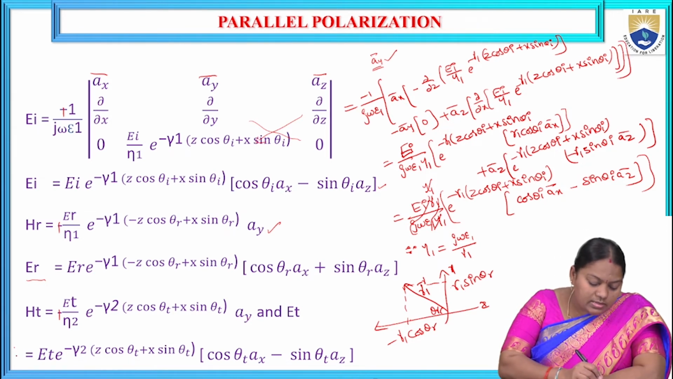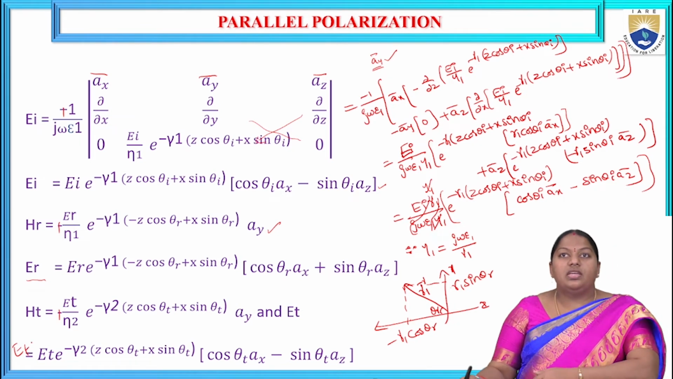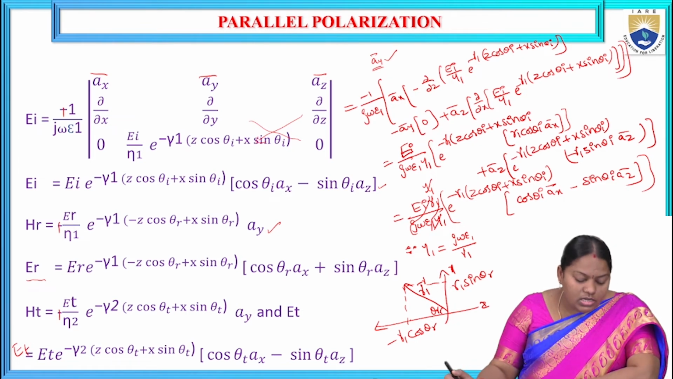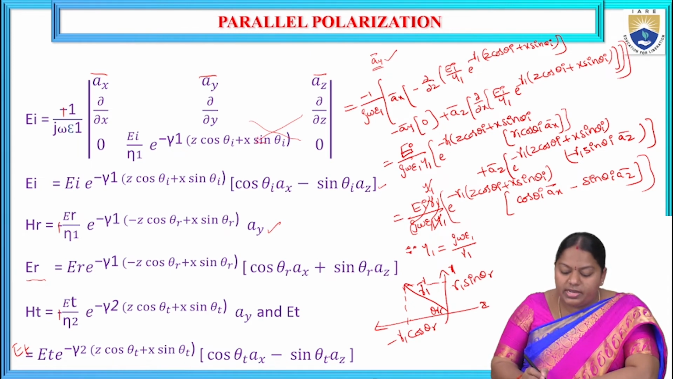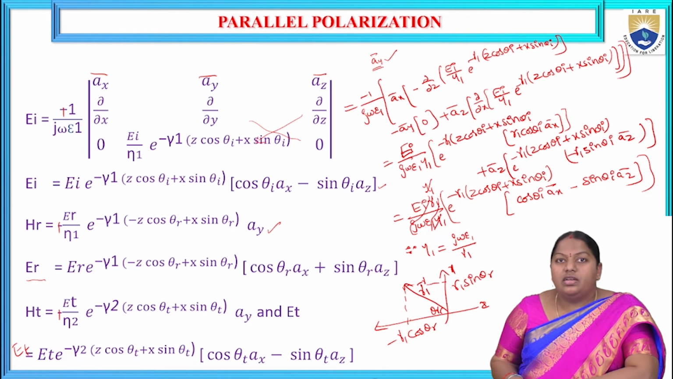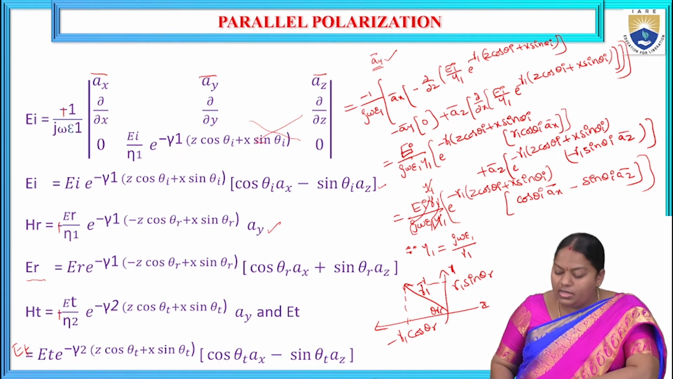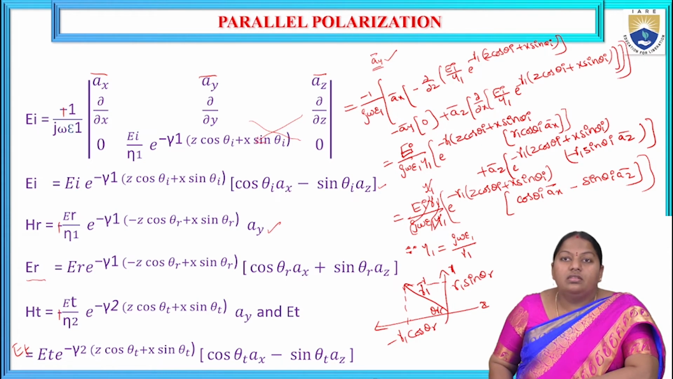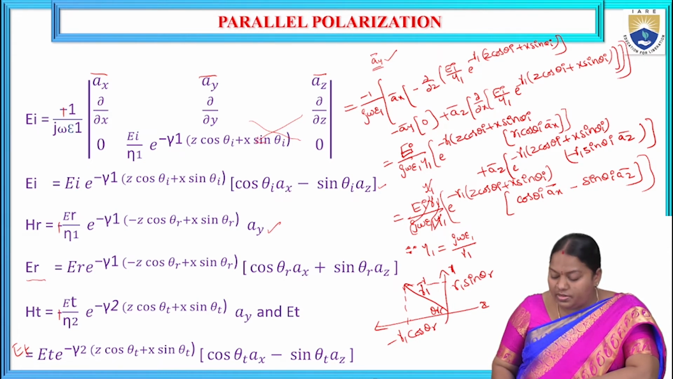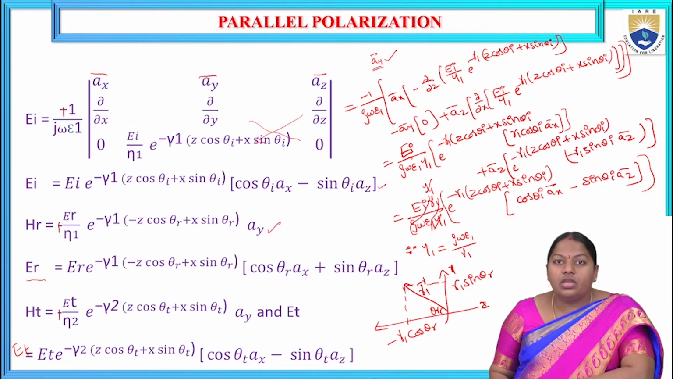And this is the equation for the transmitted wave electric field strength. So Et equal to Et into e power minus gamma 2 z cos theta t plus x sine theta t into cos theta t ax minus sine theta t az. Okay, this is the way first we write, from the propagation vectors, the incident, transmitted and reflected waves. We are going to have here 6 relations: EI, HI, ER, HR and ET, HT. From all these 6 relations, we are going to derive the reflection coefficient and the transmission coefficient for the parallel polarization. Okay, then.